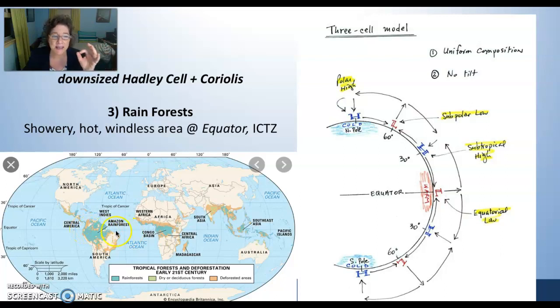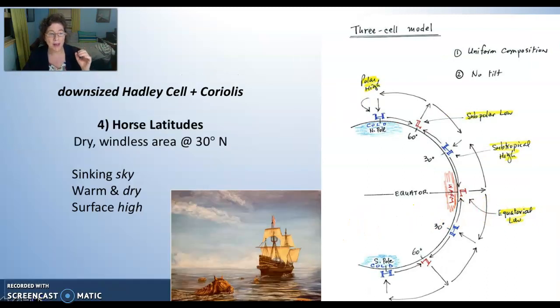This makes sense because we're talking about an equatorial low that brings in windless, showery weather, perfect for a rainforest. And that explained that phenomenon. It also explained the horse latitudes. So let's move from the equator up to the subtropical high in the 30s.